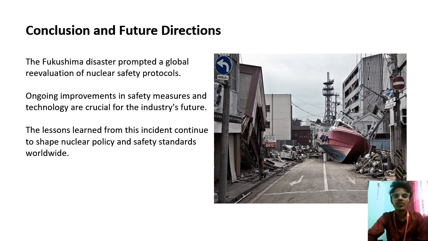And the conclusion and future directions. The Fukushima disaster prompted a global re-evaluation of nuclear safety protocols. Ongoing improvements in safety measures and technology are crucial for the industry's future. The lessons learned from this incident continue to shape nuclear policy and safety standards worldwide.